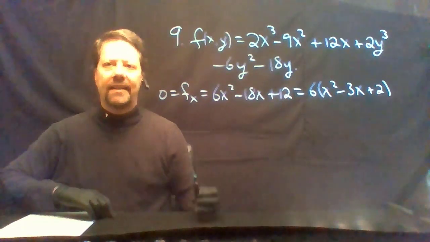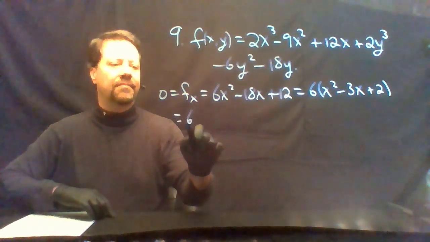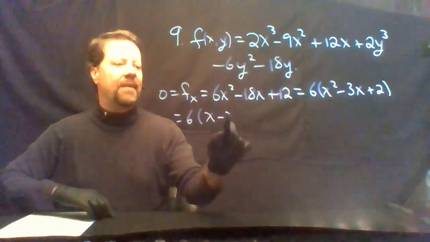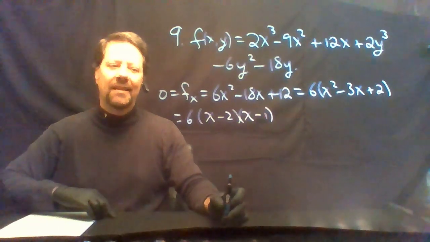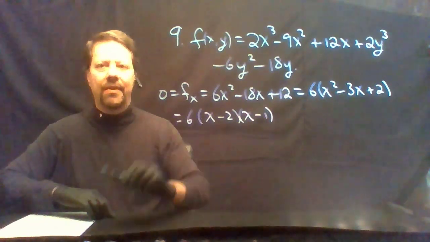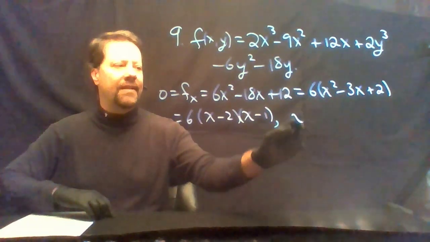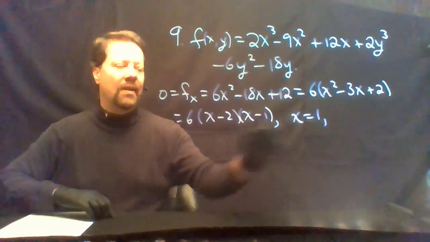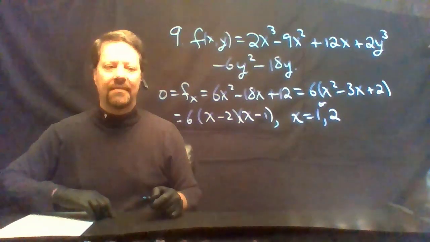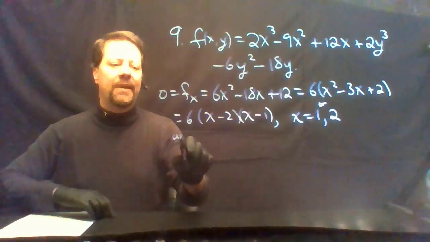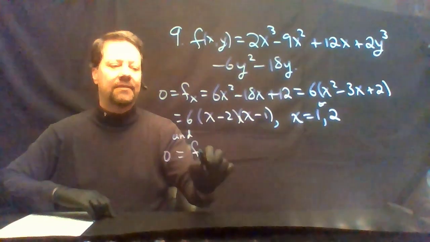The quadratic x squared minus 3x plus 2 factors as x minus 2, x minus 1. If all of this equals 0, then by the zero product theorem, we deduce that either x is equal to 1 or x is equal to 2. There's an or statement in there. But between those two, we also have an and statement.